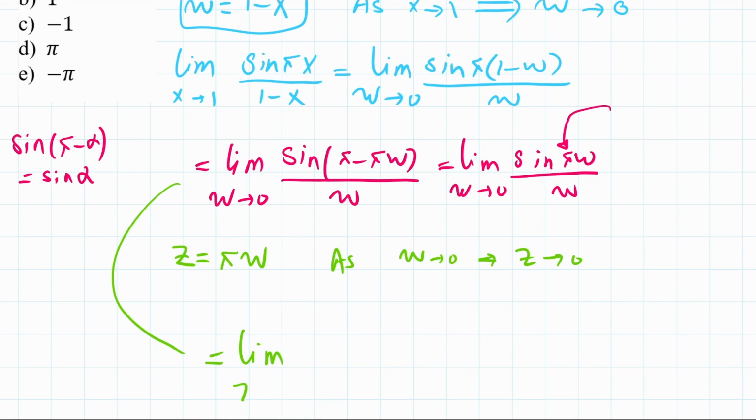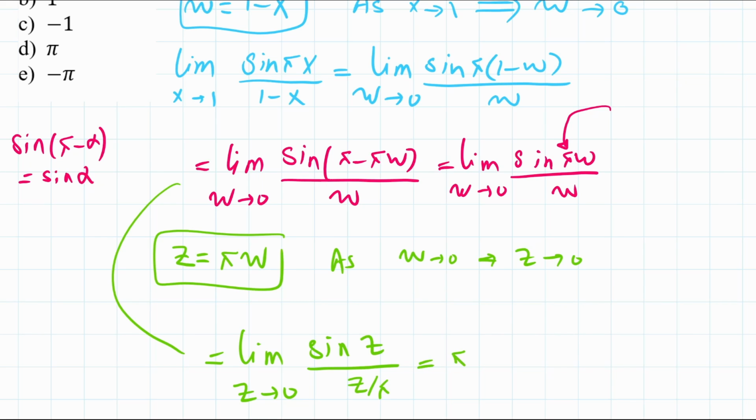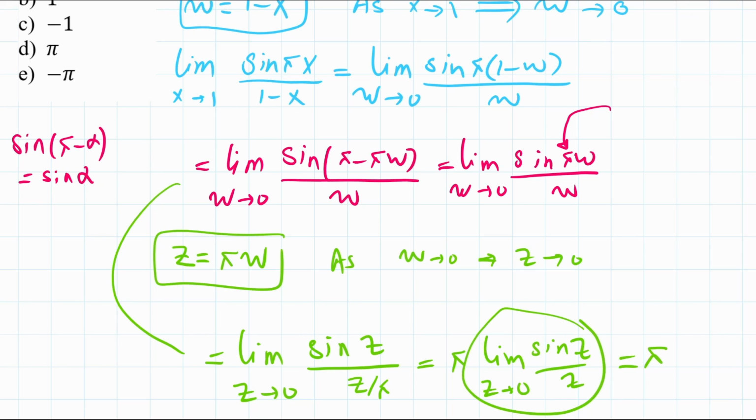the limit as now z goes to 0. This is the sine of z divided by w. You can solve for w from here, which will be z over pi. Now this is equal to pi, obviously, the limit of sine z over z as z goes to 0, and this is 1, so the result is just pi.